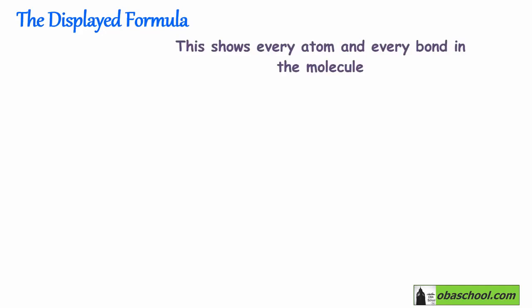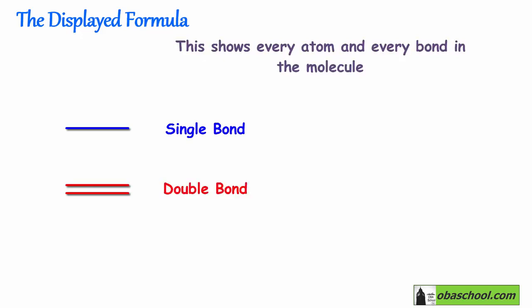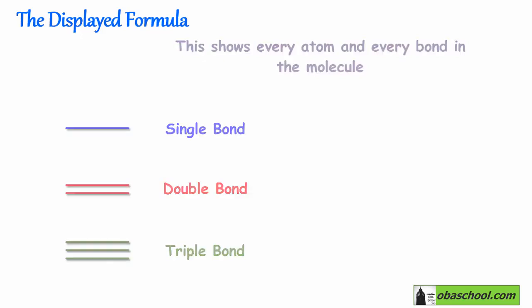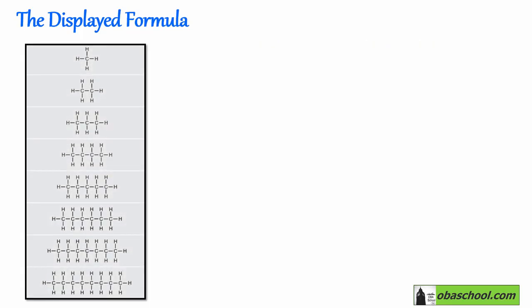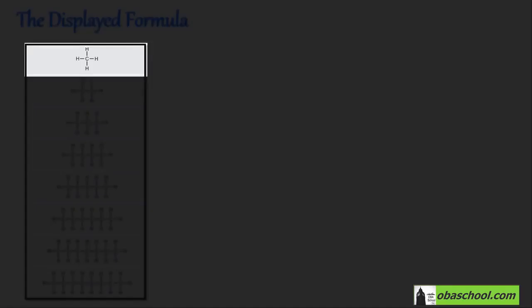This type will show every atom and every bond in the molecule. So a single line represents a single bond. A double line will represent a double bond, and a triple line will represent a triple bond. So these are examples of the displayed formula. In the first one, we have one carbon atom bonded singly to four hydrogen atoms. So we have four single bonds.